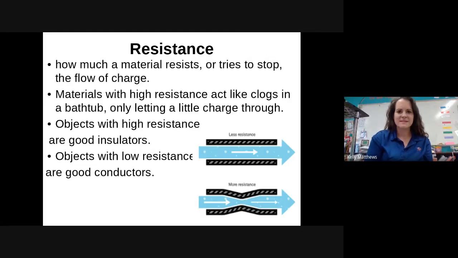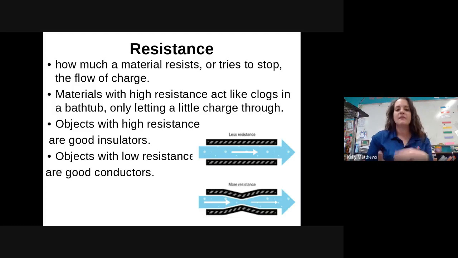All right, resistance is how much a material resists or tries to stop the flow of charge. It is exactly what it says it is. If there is a high resistance, well, that means it's not letting a whole lot through. High resistance means a low flow, a low current. All right. Low resistance means a high amount of current is allowed to get through.